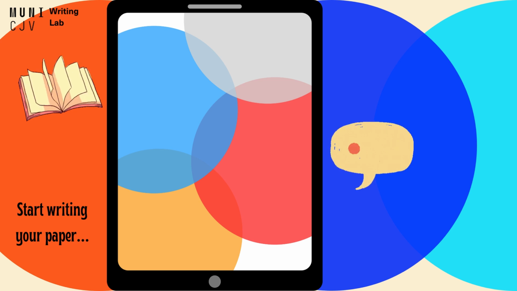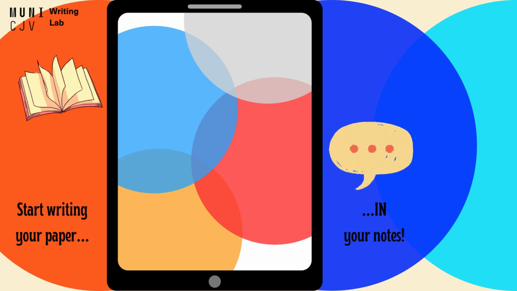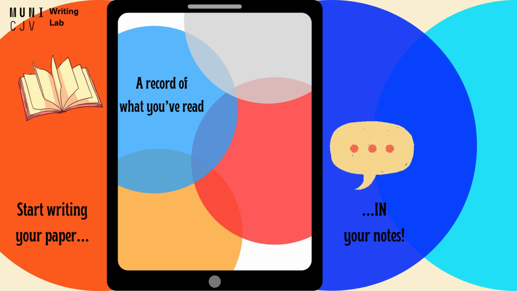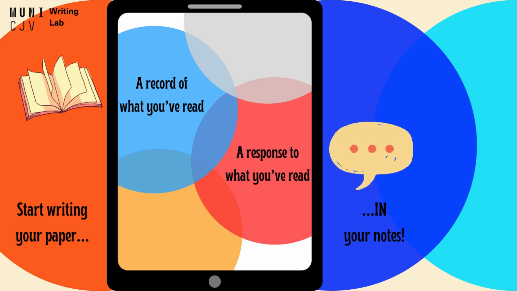So I hope I've shown you a useful way to get started writing a research paper from the very first day of your research. The key is to start writing your paper in your notes by including 2 parts to every entry in your notes: a record of what you've read along with a response to that reading.